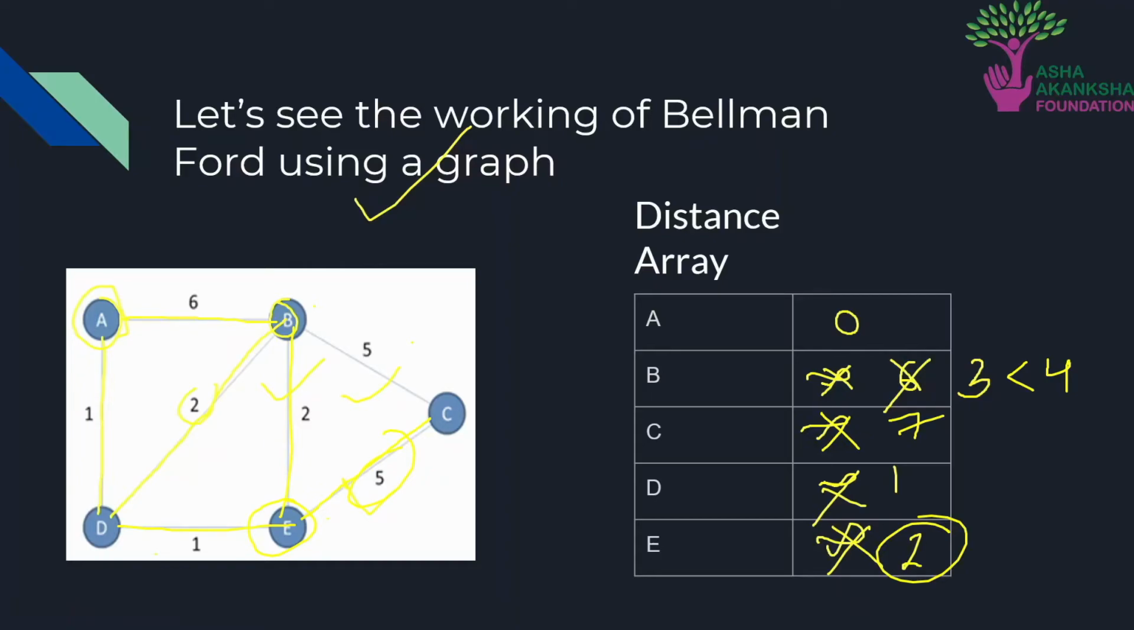So only one edge is left, which is connecting B and C. If I take a path from B to C, the distance will be the distance of B, which is 3, plus the weight, which is 5, which sums up to 8, which is greater than 7, which means the vertex C was already relaxed. So now you can see the distance array has given us all the vertices with their shortest distance from the source vertex, and all of the edges are relaxed.